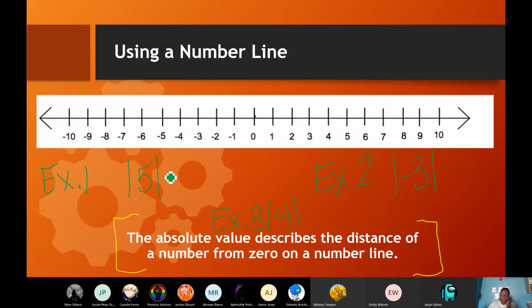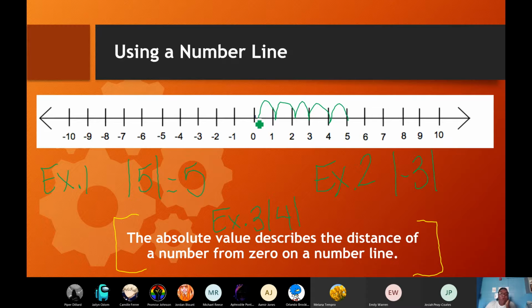Josiah, could you tell us what is the absolute value of 5? 5. Tell us how you got that answer, buddy. Because I measured the distance from 0 to 5. Very good. So the absolute value is 5. He found that out by jumping 5 units from 5 to 0.